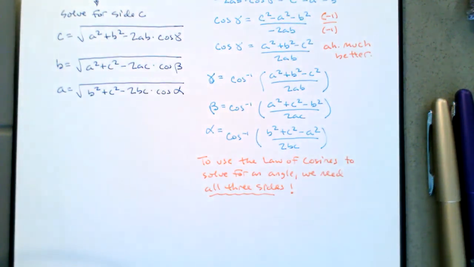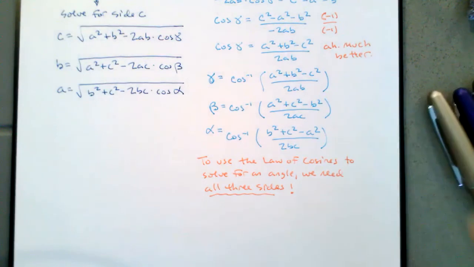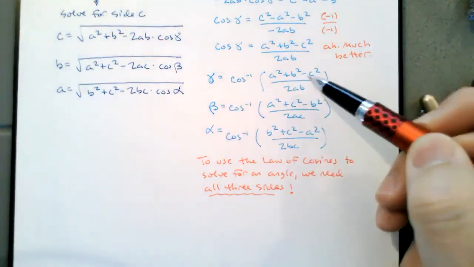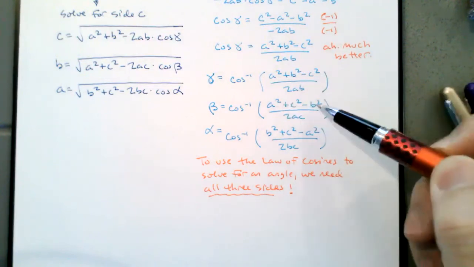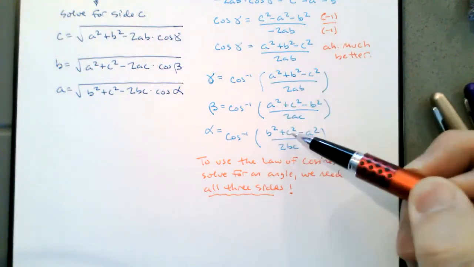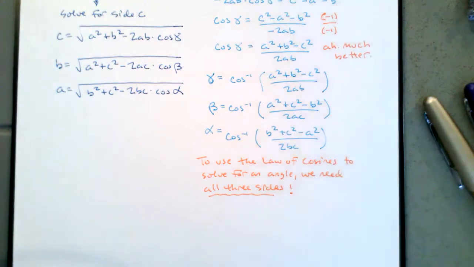Looking at the form of alpha, beta, and gamma, if I want to solve for an angle using the law of cosines, I need to know all 3 sides. Every formula for alpha, beta, and gamma is some combination of all 3 sides, A, B, and C. To use the law of cosines to solve for an angle, we need all 3 sides.